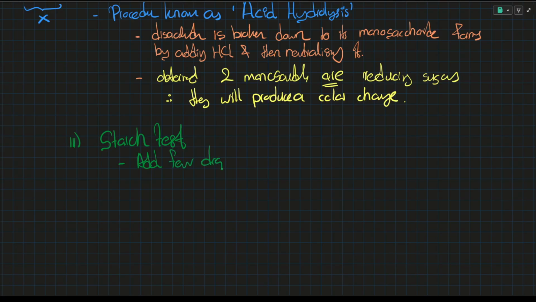You simply add a few drops of iodine. You have to be specific about what iodine and how we're going to add it. Iodine is simply a solution on its own. But here you can't just add base iodine. You have to add iodine in potassium iodide solution. Yes, we are adding iodine, but that iodine is going to be in the potassium iodide solution.